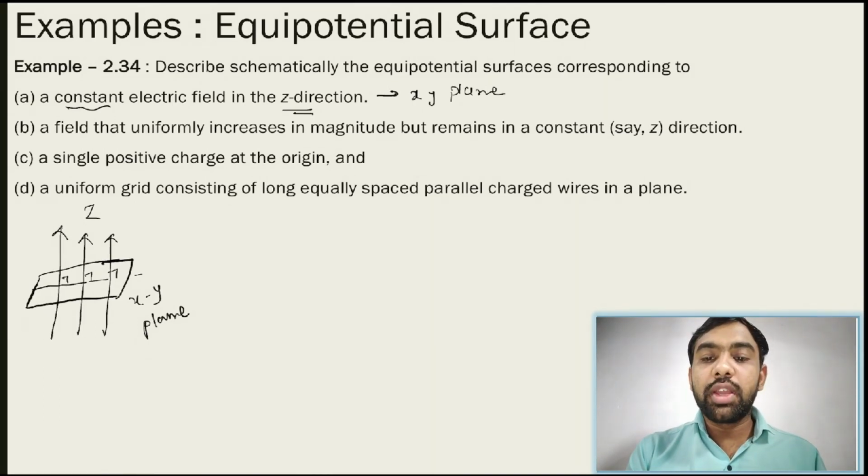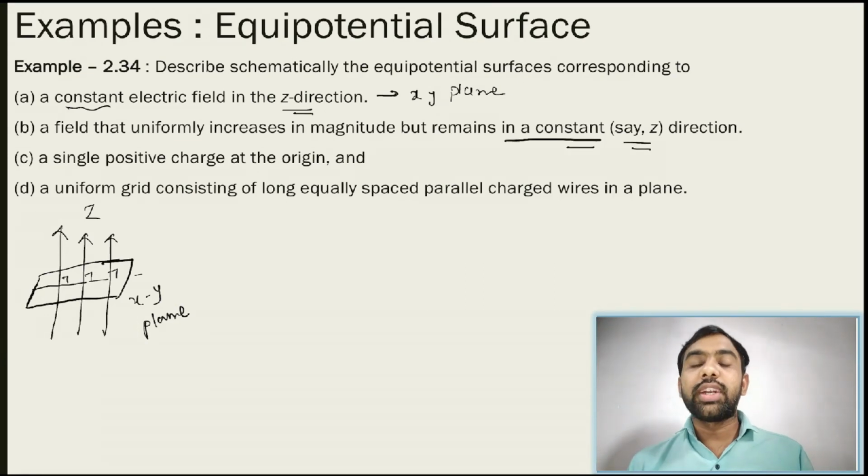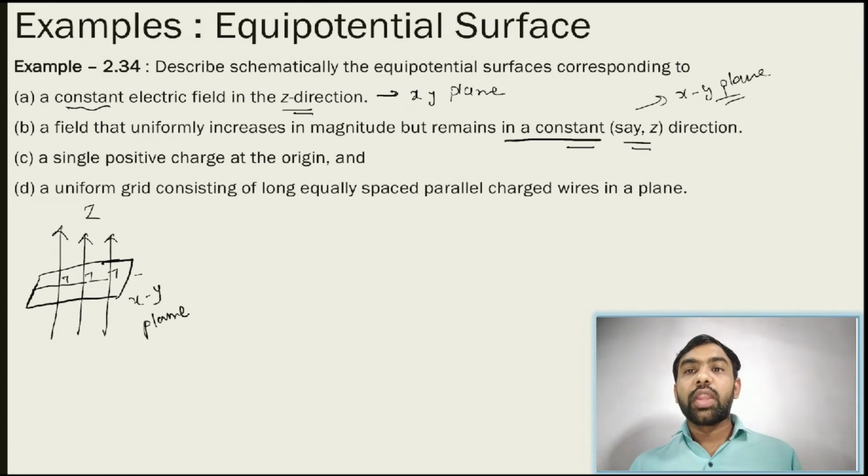The field uniformly increases in magnitude but remains in a constant z direction. यहाँ पे भी सेम आएगा xy प्लेन, क्योंकि जहाँ पे कांस्टेंट है वहाँ पे आपको इक्विपोटेंशियल सरफेस देनी है. तो इलेक्ट्रिक फील्ड z डायरेक्शन में यूनिफॉर्म है, तो उसका परपेंडिकुलर कोई भी प्लेन बना लो, z डायरेक्शन का परपेंडिकुलर प्लेन मतलब xy प्लेन. तो इसका भी आंसर एक xy प्लेन आएगा.